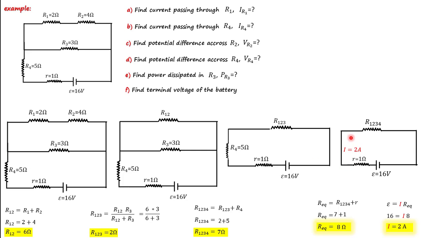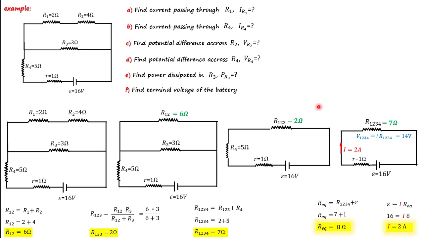Okay, now we have our current moving clockwise. Now let's put all these values: R12 is 6 ohm, R123 is 2 ohm, and R1234 is 7 ohm. Now if you know the resistor and the current, then you can calculate the voltage across the resistor. So I'm going to call this voltage V1234, which is I times R1234, and you get 14 volts. Now this is the simplest circuit we can get out of this complex circuit.